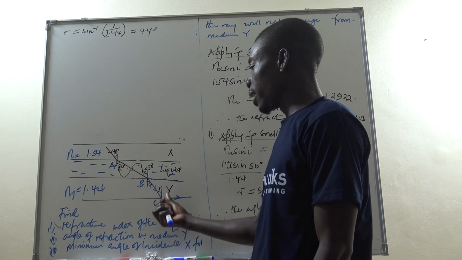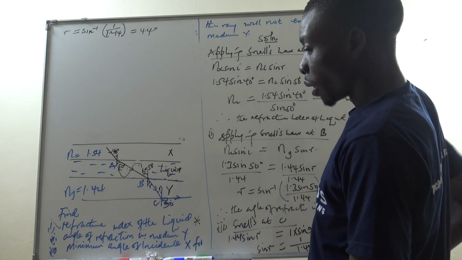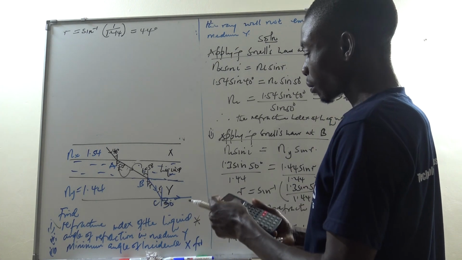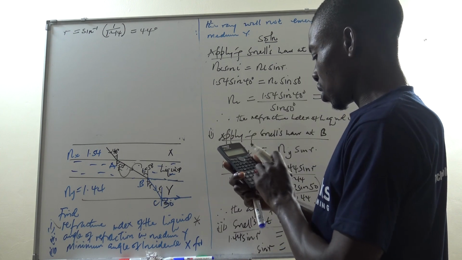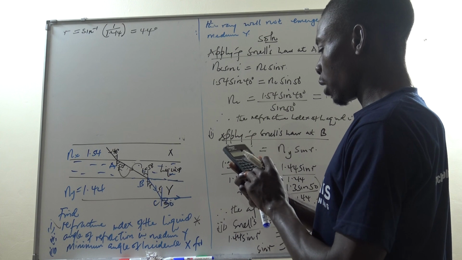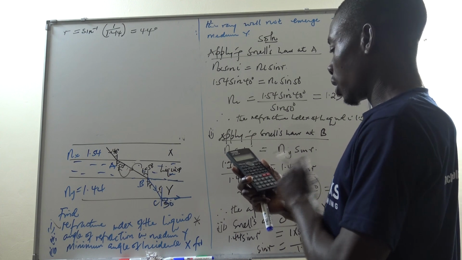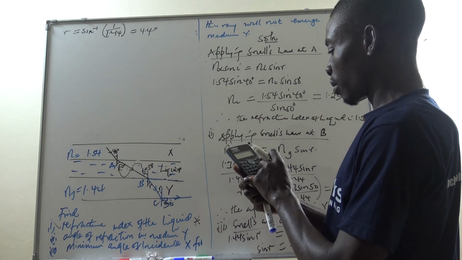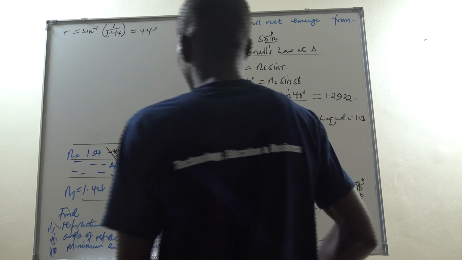That is, if it is now grazing here, we shall say this is 90, the refractive index of air, and then this is 1.44, and then sine R. Let me confirm, and then we see. Yeah, so that is our answer.